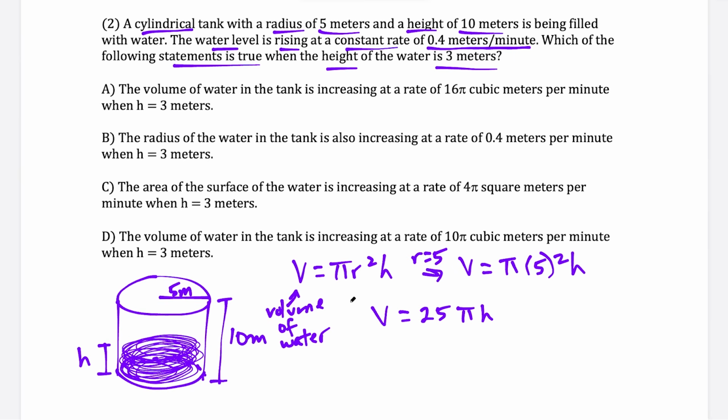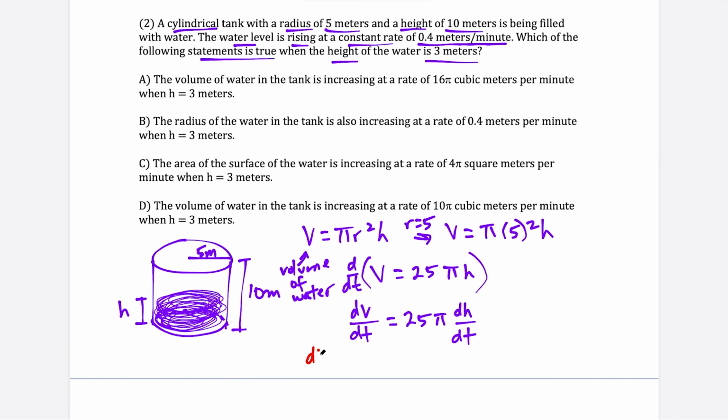So let's go ahead and find the derivative with respect to time. On the left side, the derivative with respect to time of V is dV over dt. And this is equal to 25 pi times the derivative of h, which is dh dt. So now let's plug in. We're going to have dV dt, and we're looking at the rate of change of the volume at the moment when the height is 3 meters. So at h equals 3.